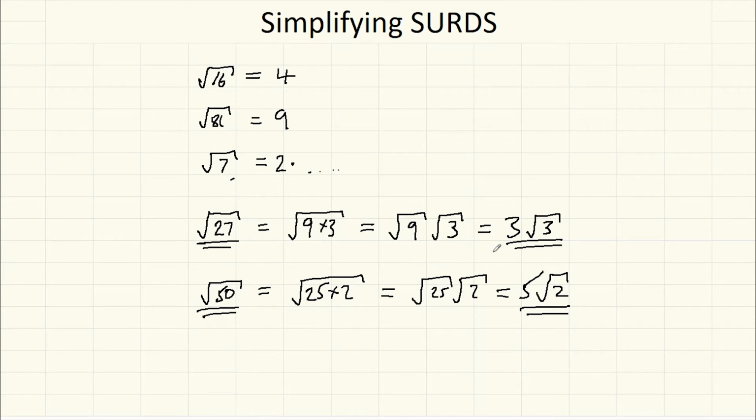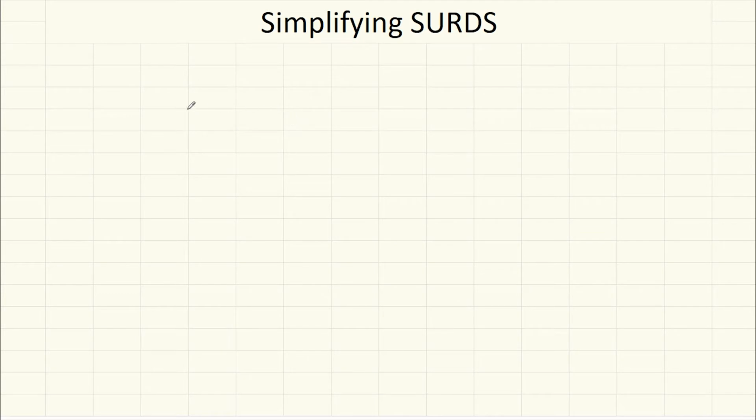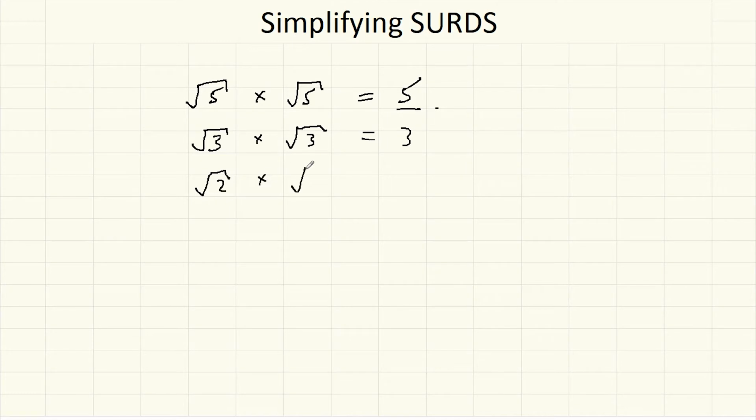Let's continue. What if we had root 5 multiplied by root 5? What's that? Well, the answer is 5. Because when you multiply together the square root of the same number, it is just that number. Therefore, root 3 times root 3 is 3, and root 2 times root 2 is 2.